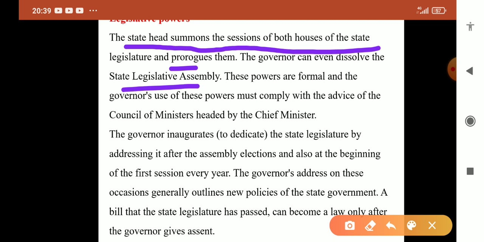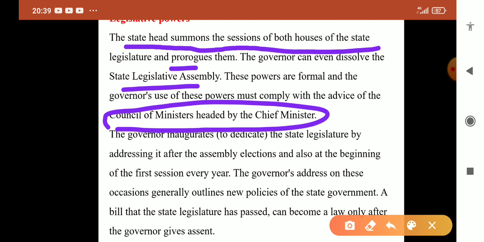These powers are formal, and the governor's use of these powers must comply with the advice of the Council of Ministers headed by the CM. So all these powers are used as per the advice of the Council of Ministers headed by the Chief Minister. The governor inaugurates the state legislature by addressing it after assembly elections and also at the beginning of the first session every year. So, right, an address after the election and at the first session every year.